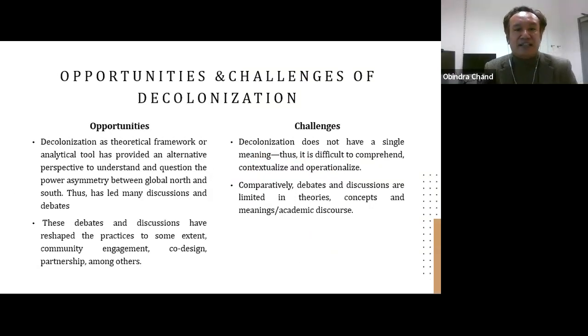presentation by just highlighting some of the opportunities of decolonization itself and its challenges. Decolonization as a theoretical and analytical tool has provided an alternative perspective to understand the questions of power asymmetry between the global South and the North, in the national and global context, and thus has led to many discussions and debates. And these debates and discussions have reshaped the practices to some extent. For example, partnership engagement, community engagement, and co-designing and co-collaboration approaches have emerged.